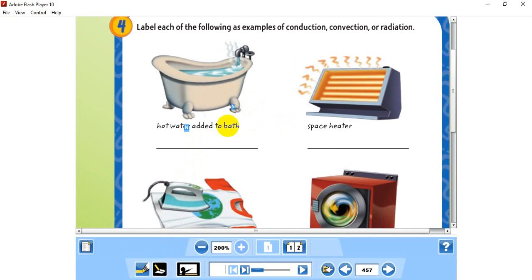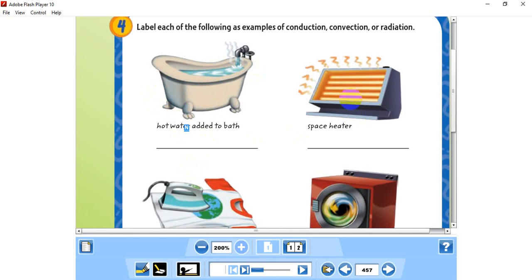If you want to write convection and conduction, it is also correct. Why would we write conduction also? Because there are two objects that are touching, which are the container of the bath and the hot water itself. But it's enough to write convection here.